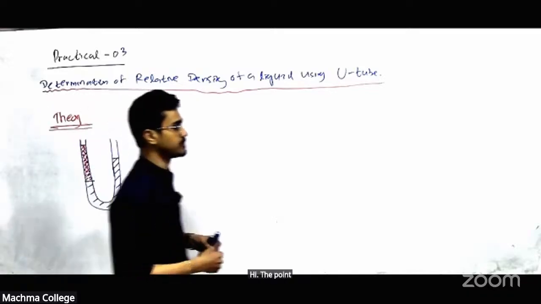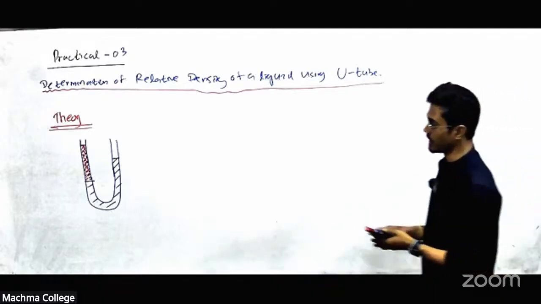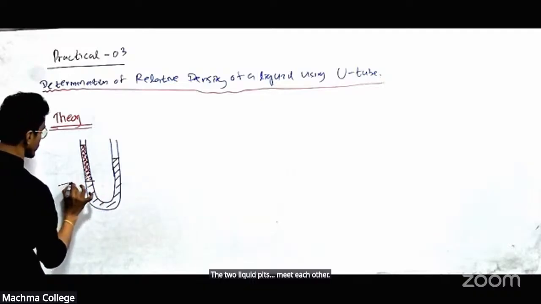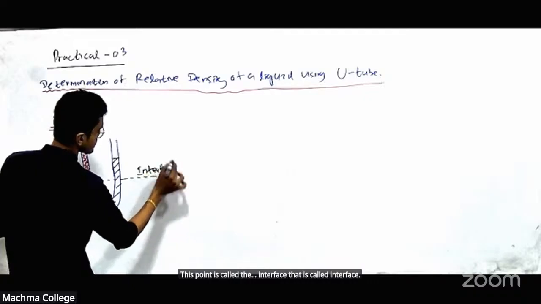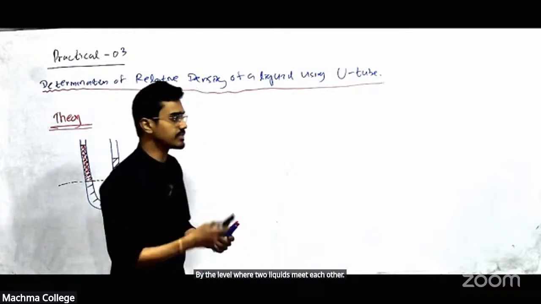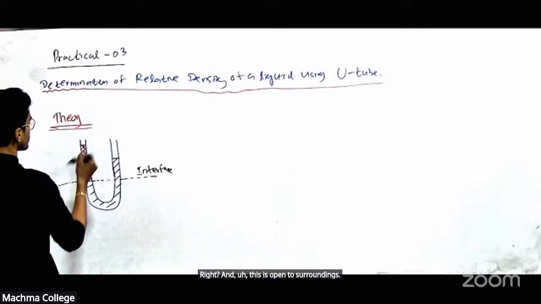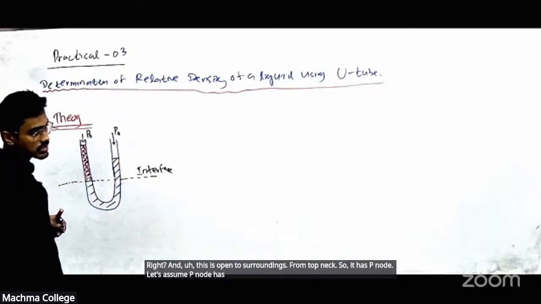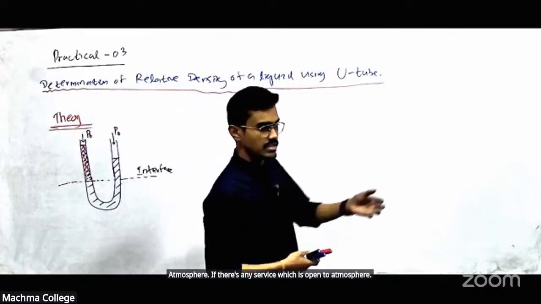The point where the two liquids meet each other is called the interface. The level where two liquids meet each other is the interface. Right? And this is open to surroundings from top. So it has P naught. Let's assume P naught as atmospheric pressure. If there is any surface which is open to atmosphere, it has atmospheric pressure.